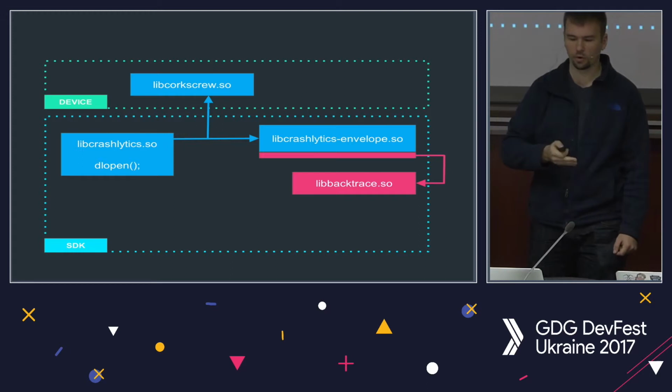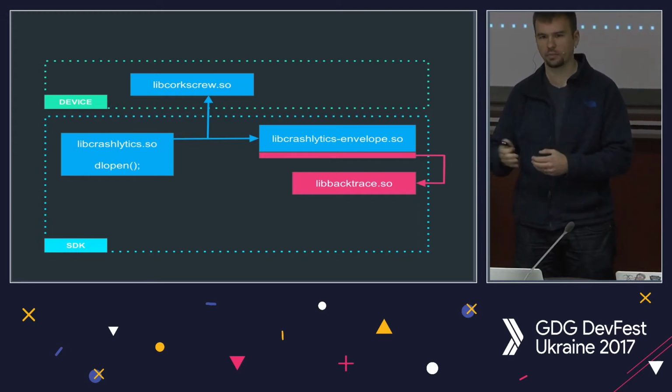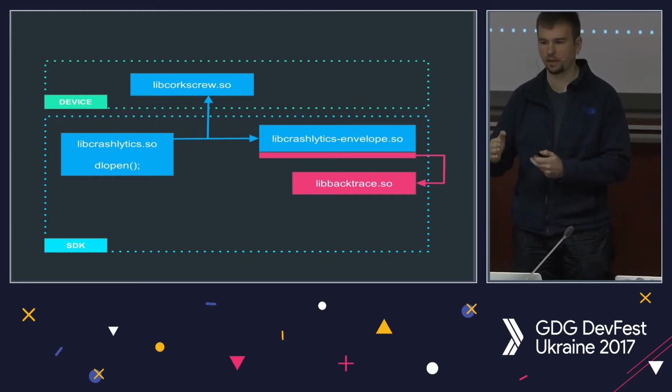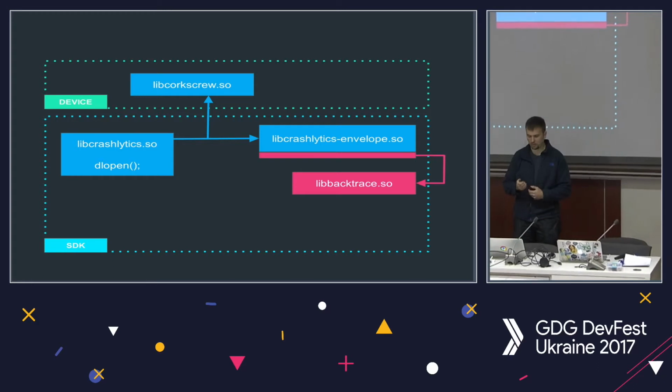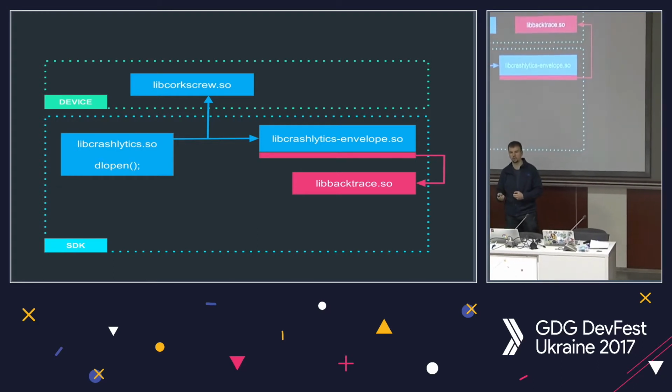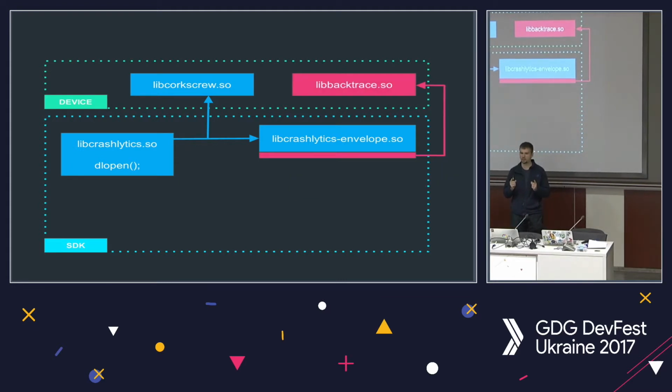So Android ships with libcorkscrew and libbacktrace. Our goal was to use libbacktrace because we expect it to be available on all API levels going forward. But it's not set up to be dynamically loaded. And if we link our primary artifact, libcrashlytics.so, against libbacktrace, and it's not present on the device, we're going to crash, basically.